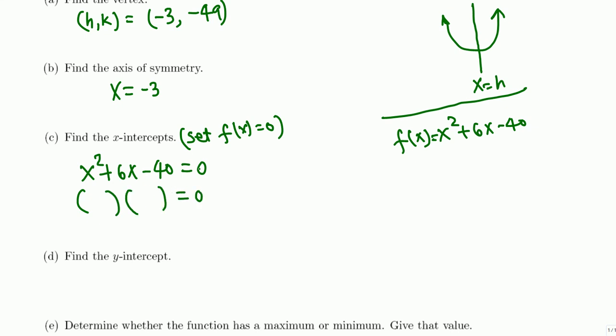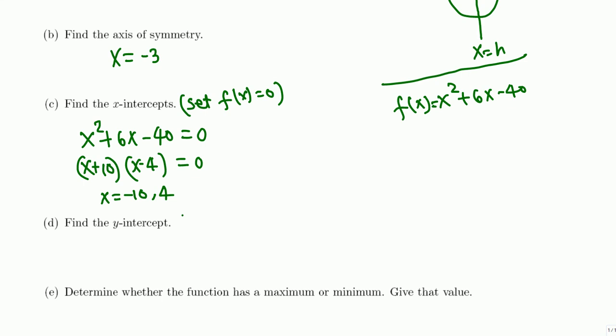Factor. If it does not factor, then we need to use the quadratic formula. x squared, x times x, negative 40, and we have to get 6. 4 times 10 is 40, and 10 minus 4 is 6, so 10 and 4. To get positive 6, positive goes to the bigger, negative to the smaller. From this factor, x plus 10 becomes 0 when x equals negative 10. And x minus 4 becomes 0 when x equals 4. So negative 10 and 4 are the x-intercepts.